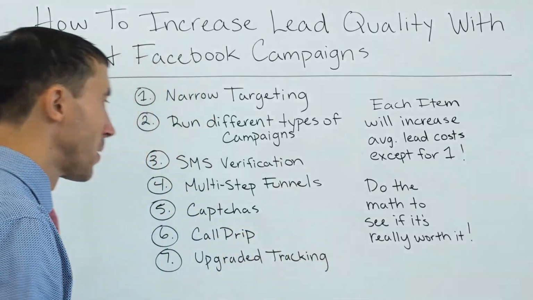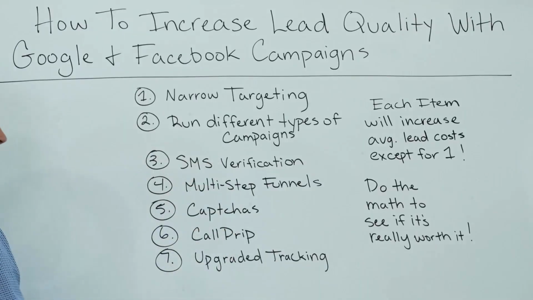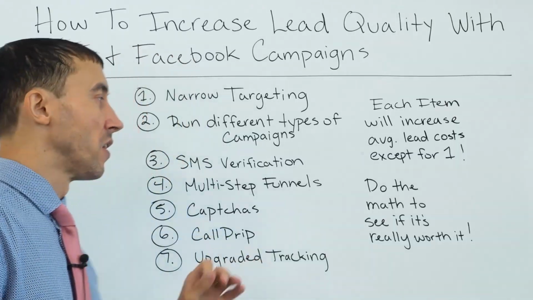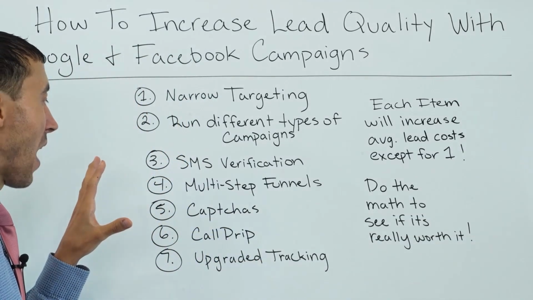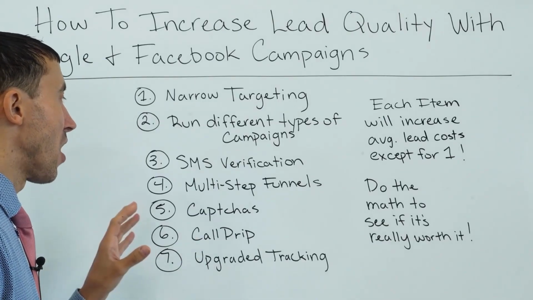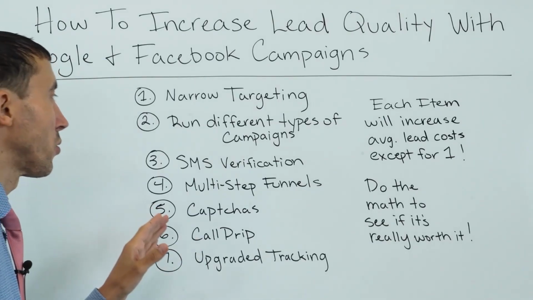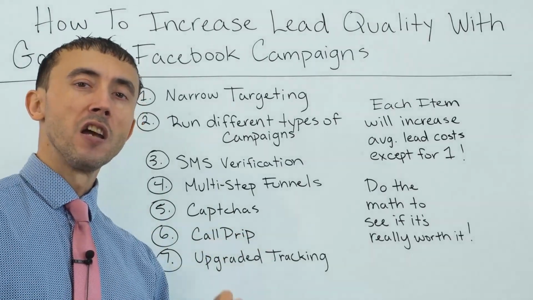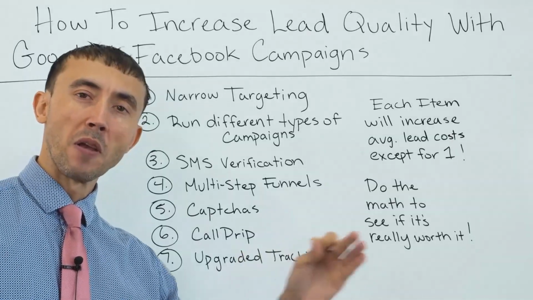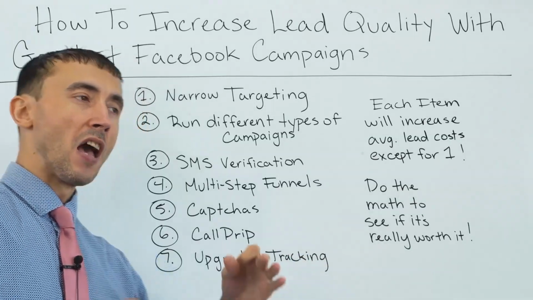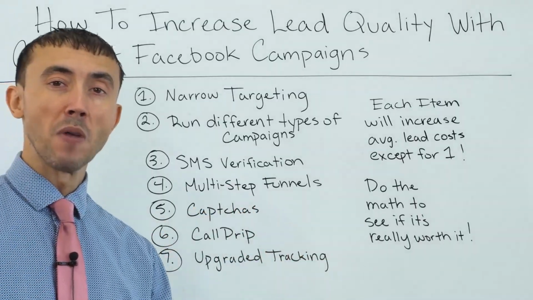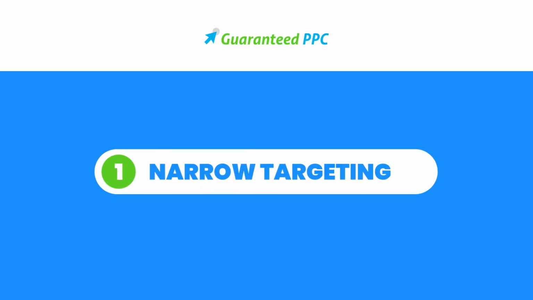So of the 7 things that increase lead quality on Google and on Facebook, there's some of these that will have more of an impact than others, obviously, but I'm gonna try to go through the easy things to do first, and then give you some examples of where we introduced this before. And then of course, just go down the list so you have what you need to be able to do this for yourself. So the first thing I wanna mention is narrow targeting.